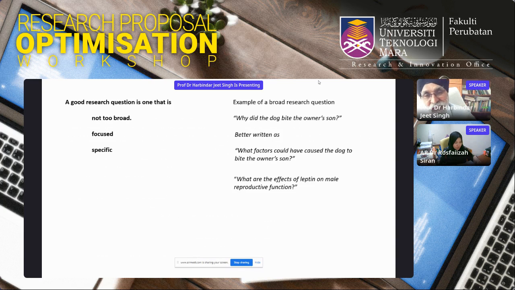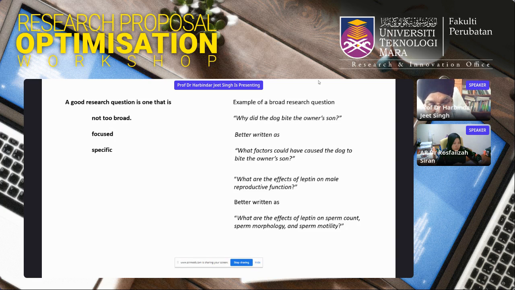For example, what are the effects of leptin on male reproductive function, for example? All right. I've included that. That's my area of interest as well. Now, this is again a very broad question. How could it be written better, if you like? Maybe you want to write it this way. What are the effects of leptin on sperm count, sperm morphology, sperm motility? All right. So what do you mean by reproductive function? These are the parameters that I'll be looking at. All right.